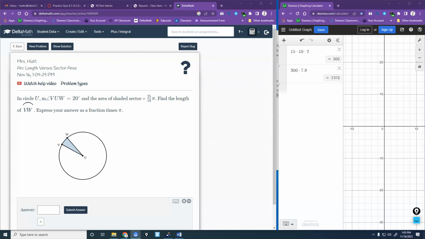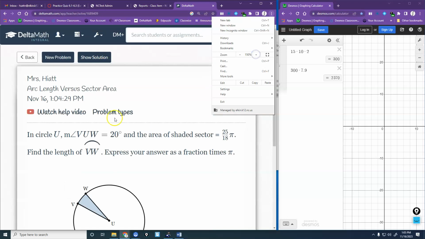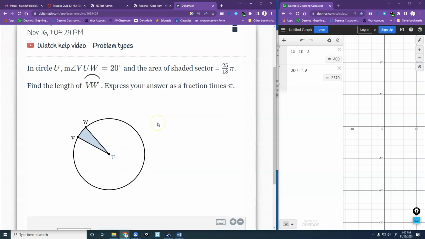This one that Sawyer has here. And if you are trying that third part, it's going to be similar, not the exact same. But Sawyer has that you've got circle U, and this angle right here is 20 degrees. Right there. And the area of the shaded sector is 25 over 18 pi.